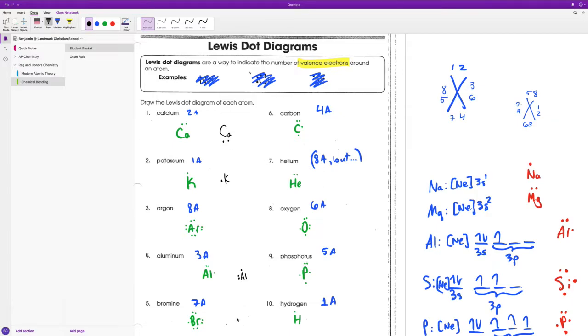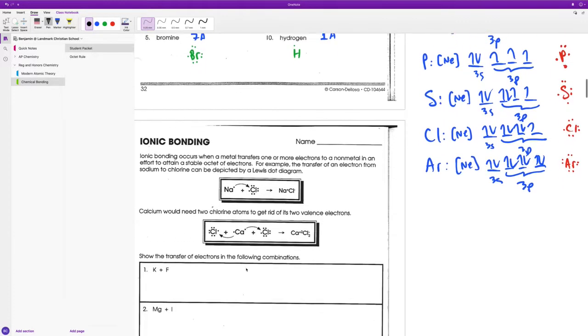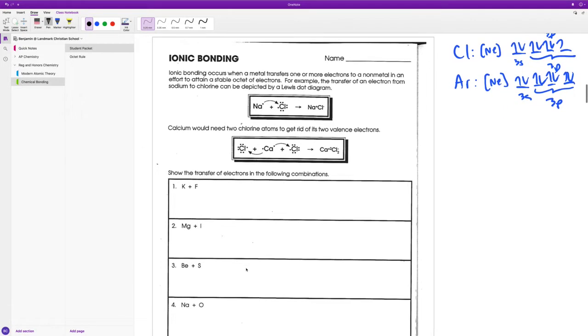Now with that, why are valence electrons so important? Okay, so we're going to learn about ionic bonding today. Ionic bonds occur when a metal transfers one or more electrons to a non-metal, in an effort to do what? To get a stable octet. What in the world makes an octet stable? So I want to analyze that here for a moment.